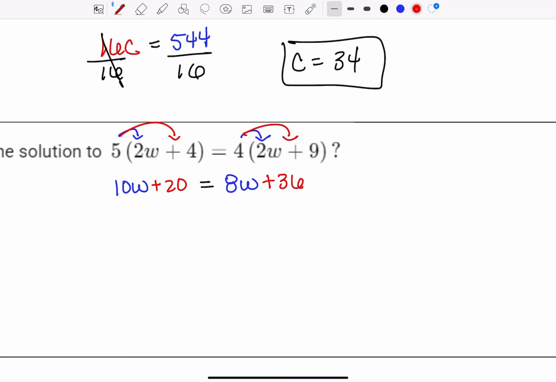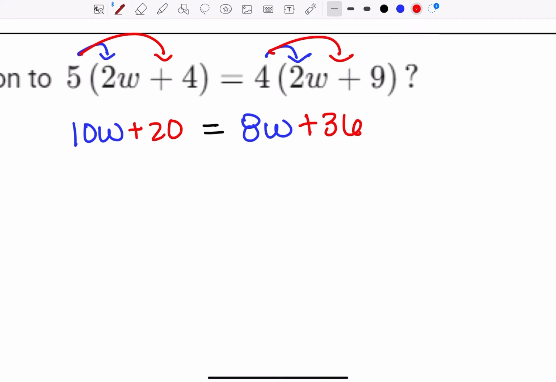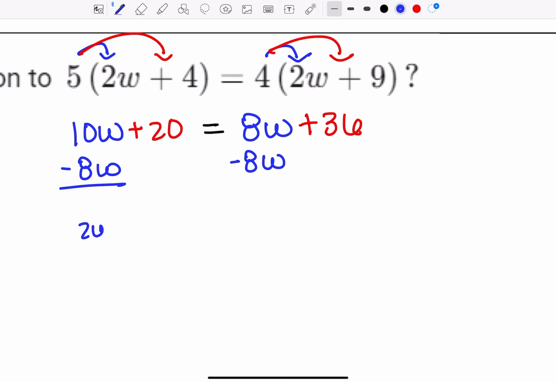Step 2 is combine like terms, which you can't. Step 3 is isolate, so you're going to move the variable to the left. I have a positive 8W. Inverse of positive is negative. So then I have 2W. I'm going to bring down what I don't use, which is plus 20 equals, and I'm going to bring down the 36.